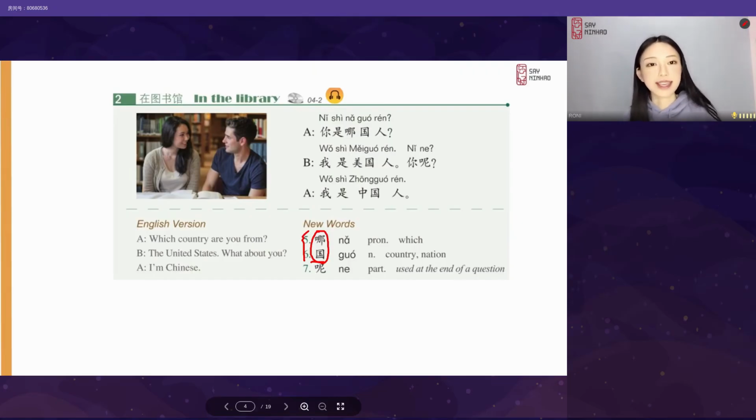Now try to say which country's person. We learned how to say human and person before. So it is 哪国人. 哪国人 means which country's person. Okay, 人 means person, human. 人. Don't forget it. Okay. Now try to ask the question: Where are you from?